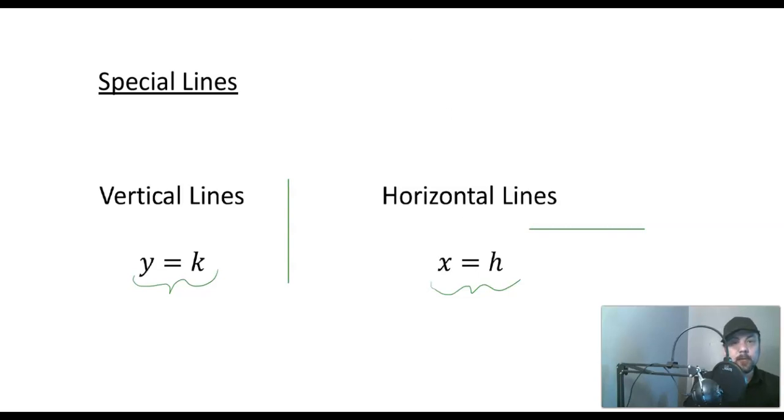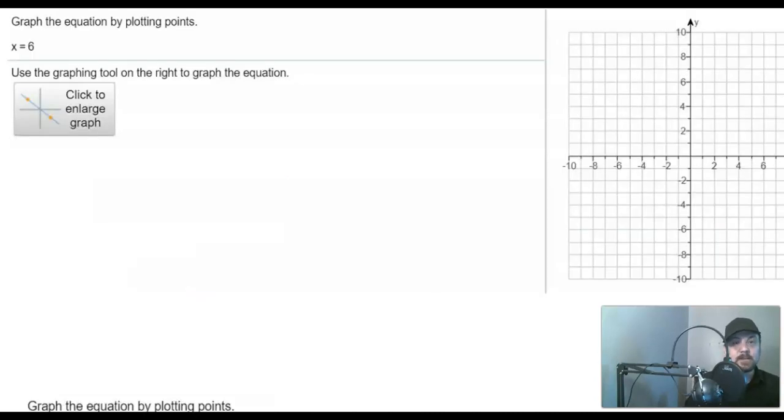Okay, so let's do a couple of quick examples of this, and we'll be done. So this is actually my last example. So x equals 6. That will be a vertical line. The y variable is missing, and so when we graph this, it will graph as a vertical line. Where do we graph this vertical line? It passes through 6 on the x-axis.